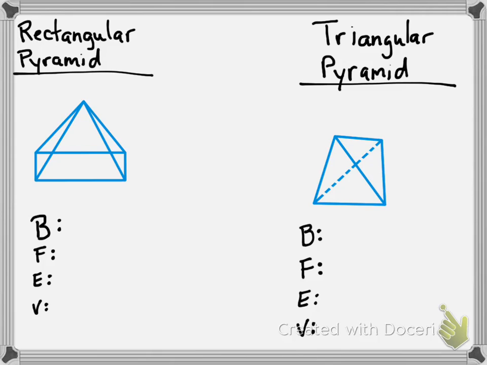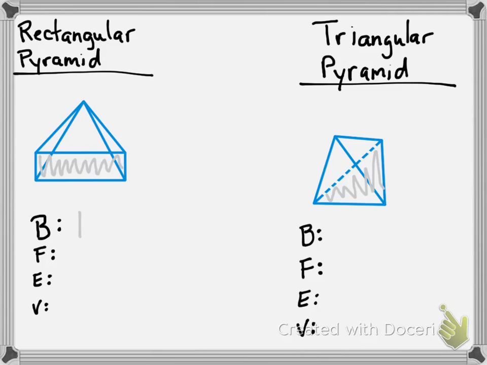Alright, so remember, prisms have 2 bases. That's what makes something a prism. But what makes something a pyramid is that it only has 1 base. Okay? There's nothing else on the opposite side that's the same shape. It comes to a point, so there's no shape over there. So this only has 1 base. And now the faces. Well, the bottom, the base, is 1 face. On the triangular pyramid, I also have 1 base.